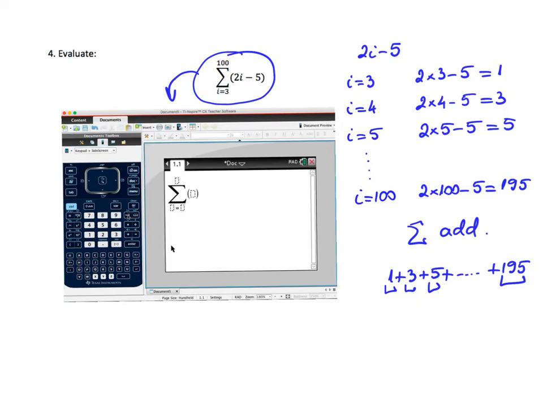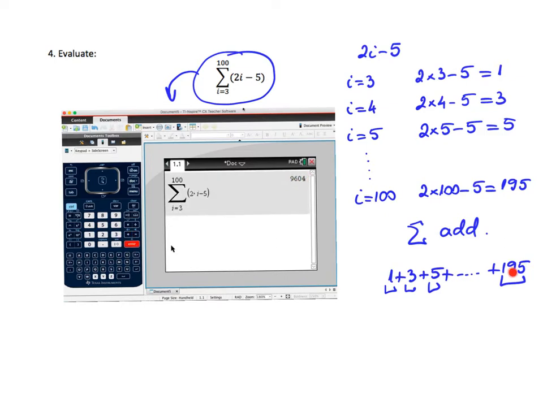As I have a GDC, I can find it very efficiently using the GDC. Under the toolbox, you have the sigma symbol. And now we just put i from 3 to 100 at the expression 2i minus 5. So this is my answer.